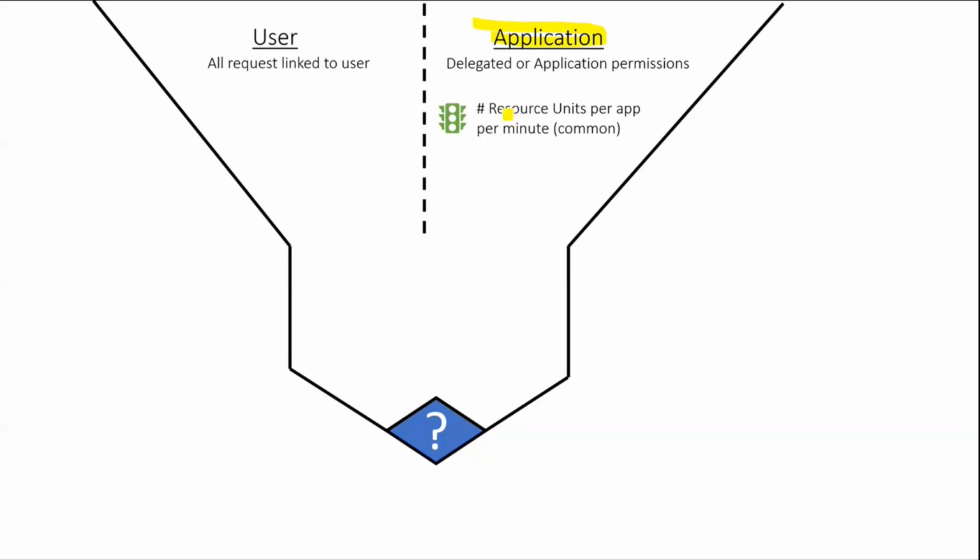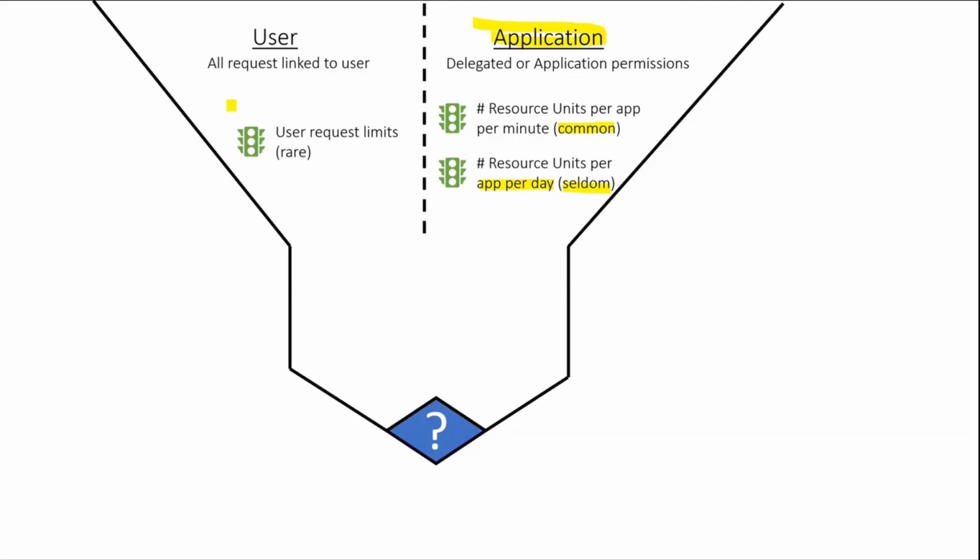The first measure we have is the number of resource units per app per minute, and this is a pretty common reason for throttling. What that means is that your application can execute a number of resource units per minute, and if it goes beyond the threshold, it will get throttled. We'll explain later what those resource units mean. Going further, we have a similar measure, but for a full day. So if your app is doing too much across a full day, it can be throttled as well. Quite seldom, but it can happen. So these are the more common ways of getting throttled.